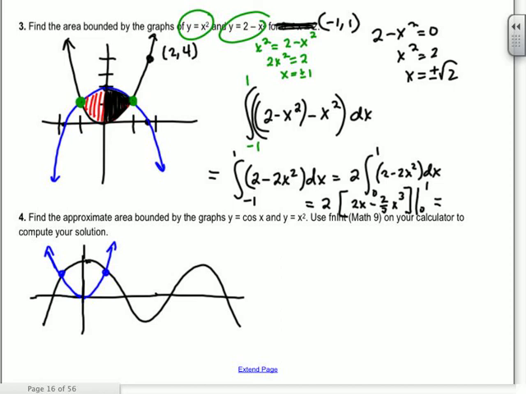cosine of x in for y1 and x squared in for y2 and hit graph. So please do this with me. So get your calculator out. You might need to zoom in so you can see the points of intersection. Okay, let's find this point over here on the right side. Let's find this one first. So second trace, intersect.